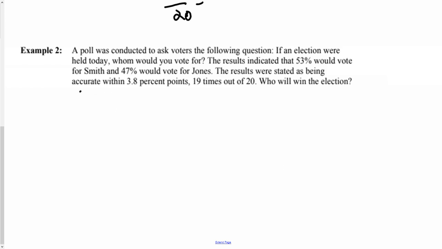I'm going to try to simplify this. We have Smith. We have Jones. For Smith, it's 53%, plus or minus 3.8. For Jones, it's 47%, plus or minus 3.8.